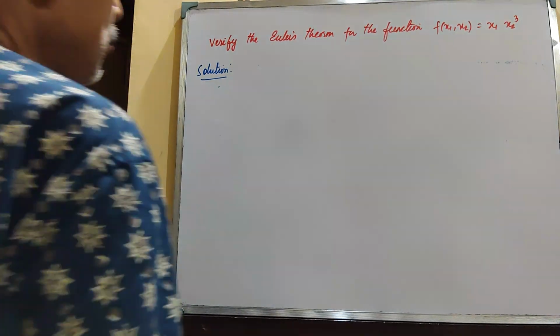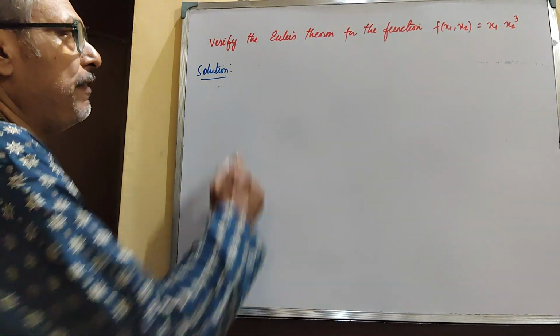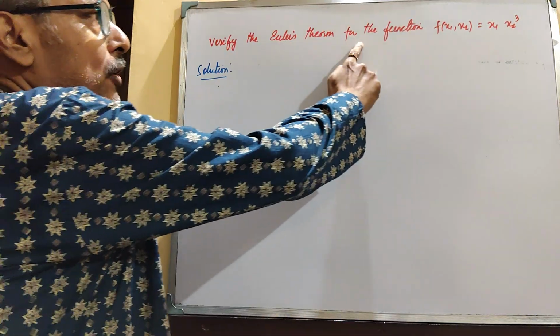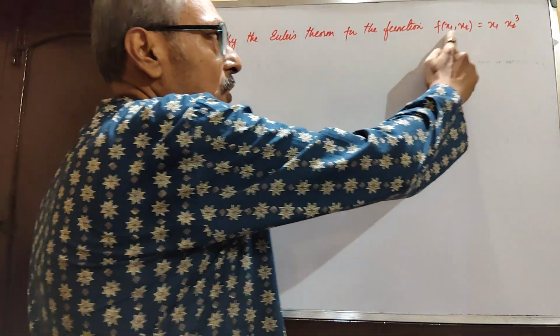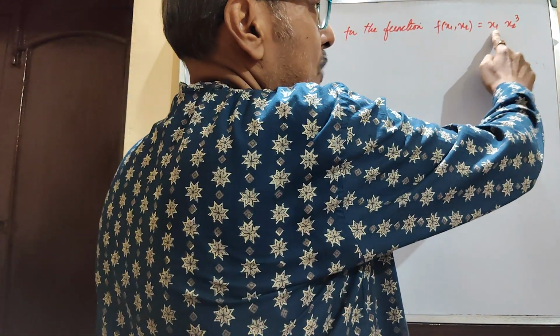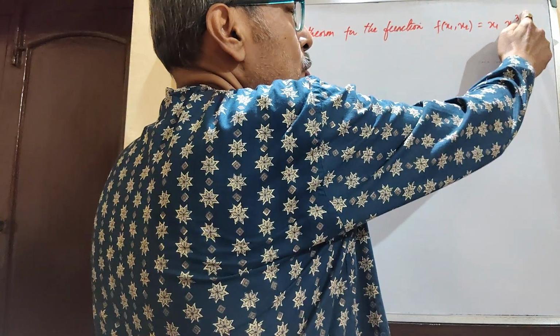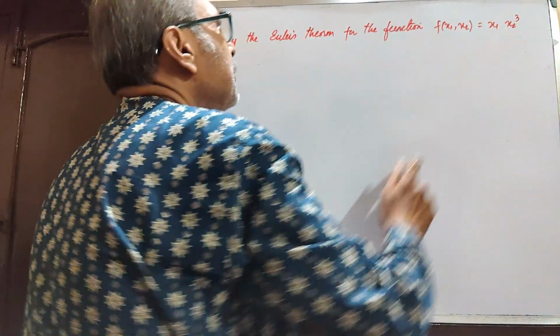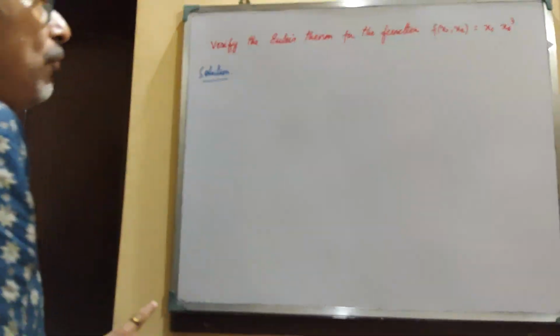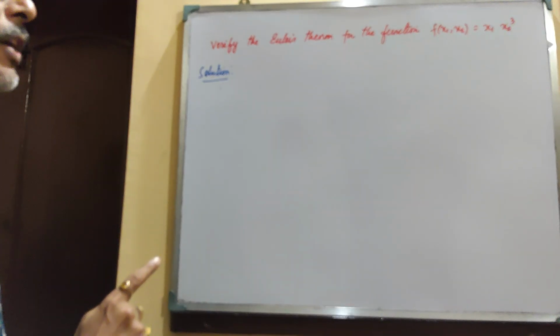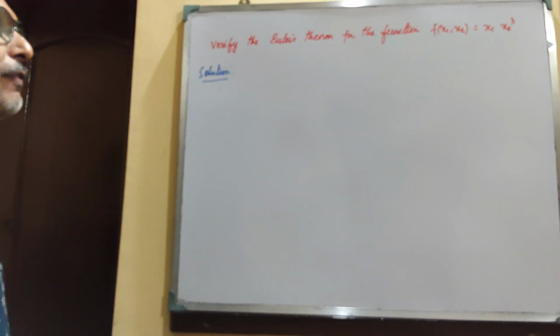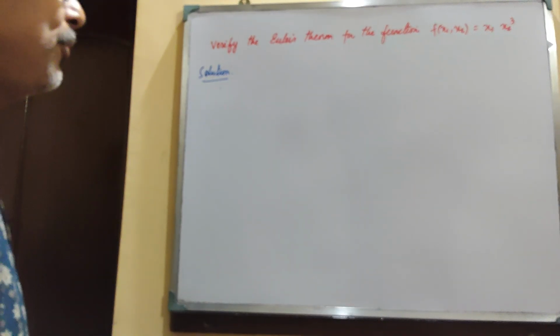Hello, in this video we want to solve this question. Verify the Euler's theorem for the function f of x1 comma x2 equals x1 into x2 to the power 3. This question is for the topic mathematics for economics. Now first we state the Euler's theorem.